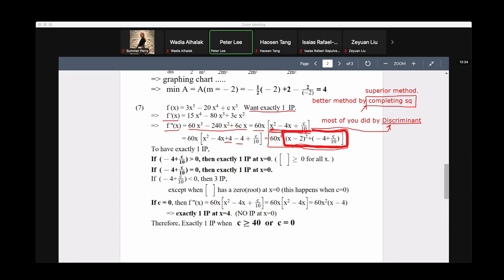Now this guy is x minus 2 squared and the plus negative 4 plus c over 10. So the question is whether we will be able to factor this or not. The question is whether we will have zeros or not.